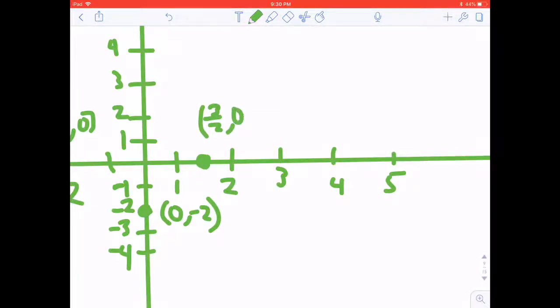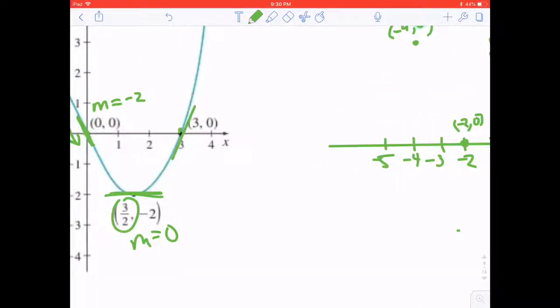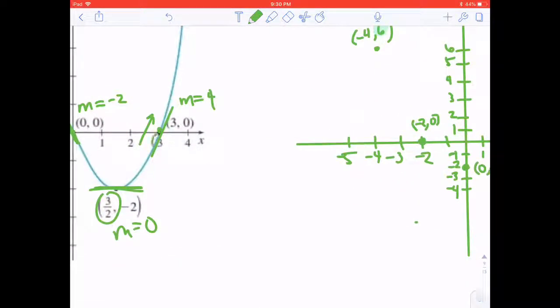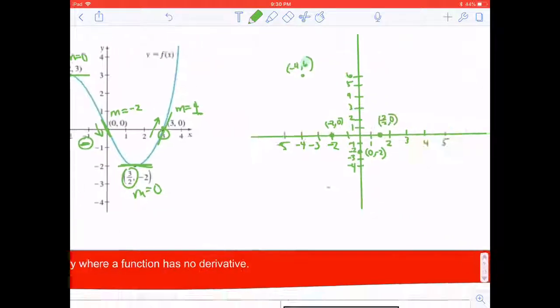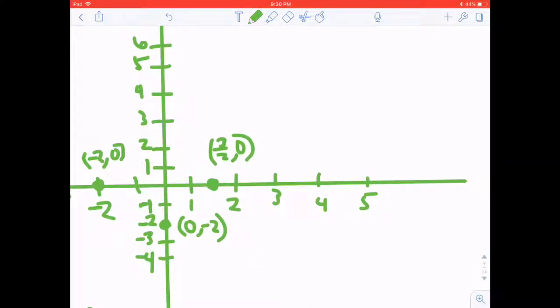3/2, 0. And lastly, we have this slope right here, another positive slope. And I'm going to estimate this slope to be equal to 4. So the x value here was 3, the slope is 4, so I'm going to draw a point at 3, 4, right up here.